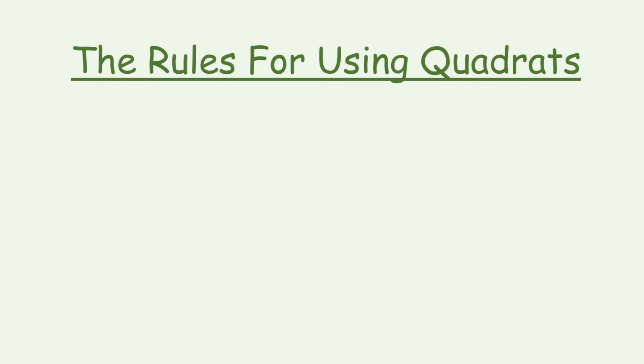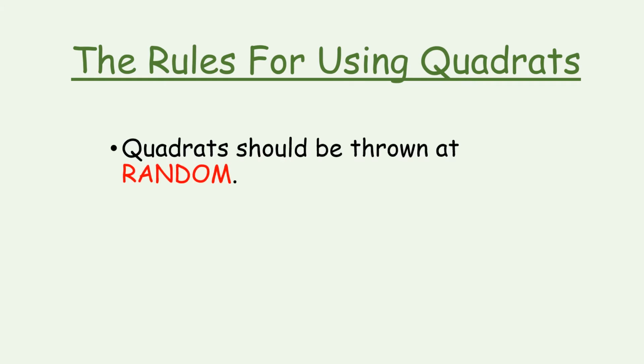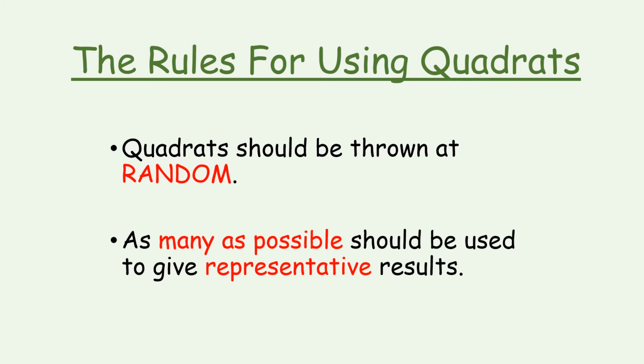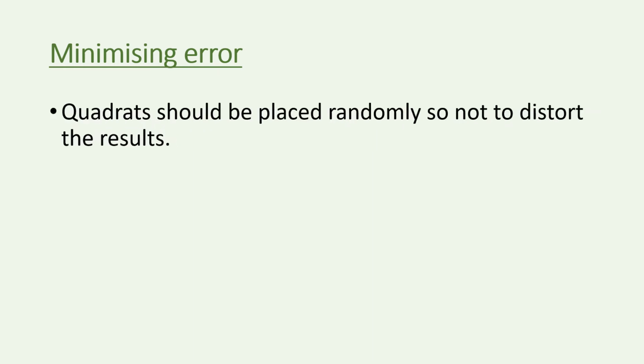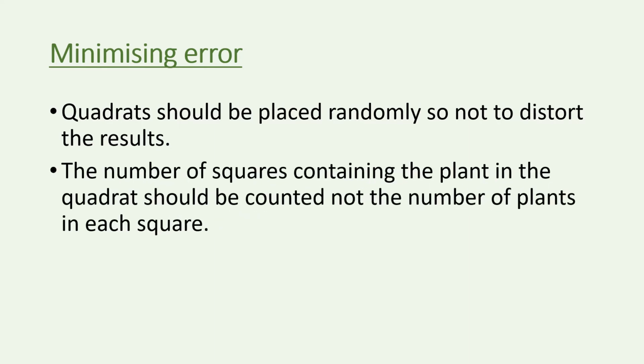So the rules of quadrats are that quadrats should be thrown at random and as many as possible should be used to give a representative result. So to minimize any errors, quadrats should be thrown randomly so as not to distort the results. The number of squares containing the plant in the quadrat should be counted, not the number of plants in each square. If the plant is over half, it's counted. If it's under half, it's not.